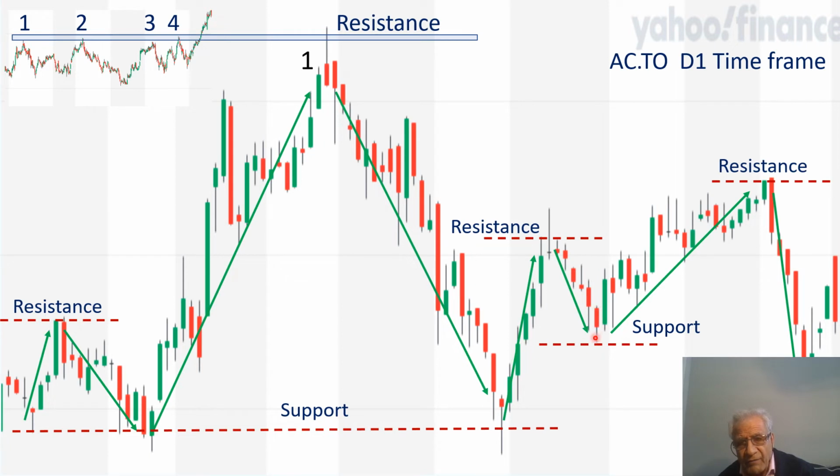Here you have again a hammer that suggests the price reverses from downtrend to uptrend. And by the appearance of this candle, or the formation of this bullish candle, you can enter the market and you put your stop loss below the support level.